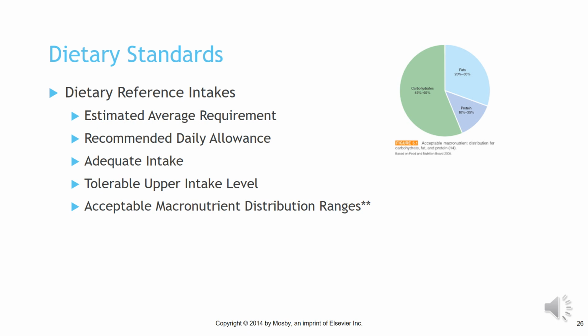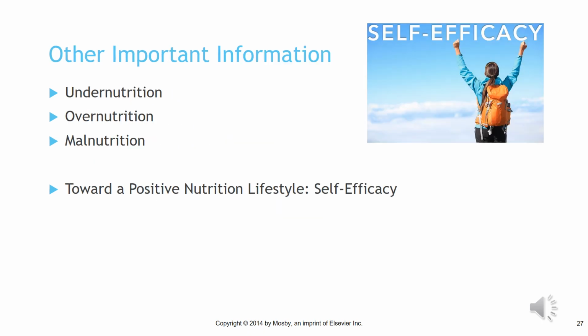So we have a range. If we go below that, we're not eating enough. If we go above that, we're eating too much. So we'd like to keep within that range. But make sure you understand these 5 different phrases and what they mean, because you might see those in the stem of your questions. And they do mean different things when it comes to nutrients.